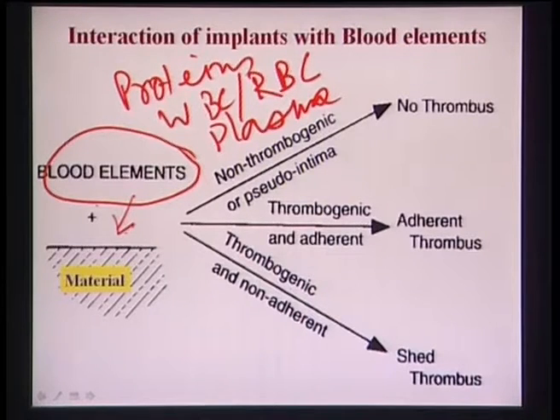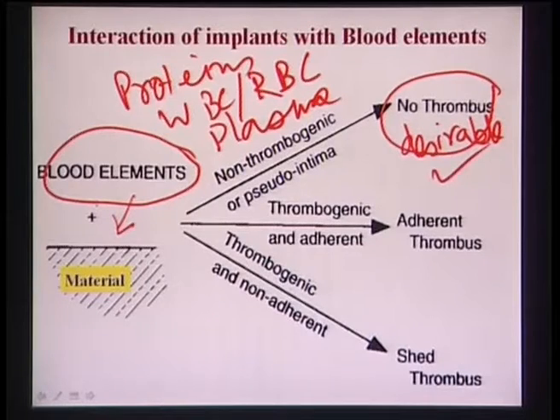One is the non-thrombogenic or pseudo-intima. Non-thrombogenic means there is no thrombus formation. I will come to this, I will show you some slides to illustrate what a thrombus is. Non-thrombogenic means it is very good, there is no blood clotting, the coagulation of the blood cells does not take place, and therefore it is desirable.